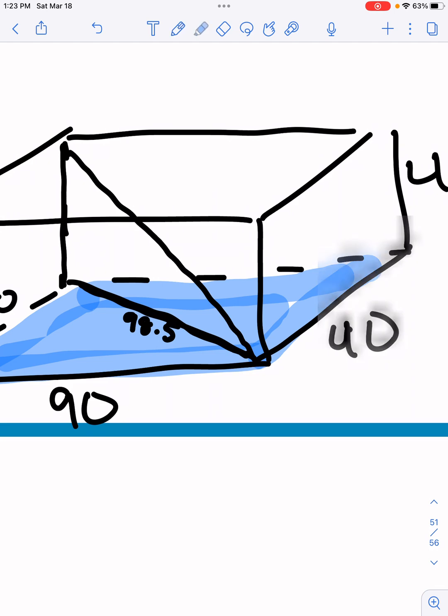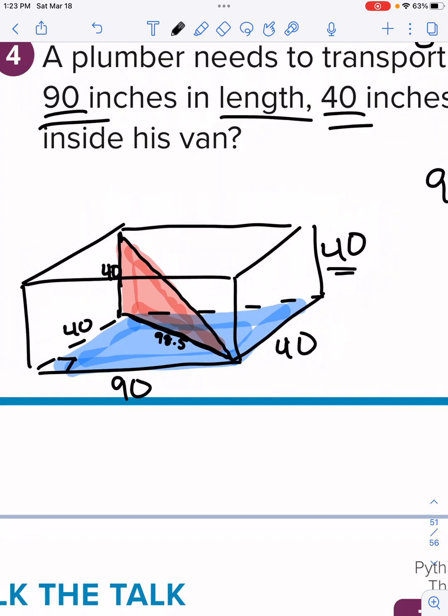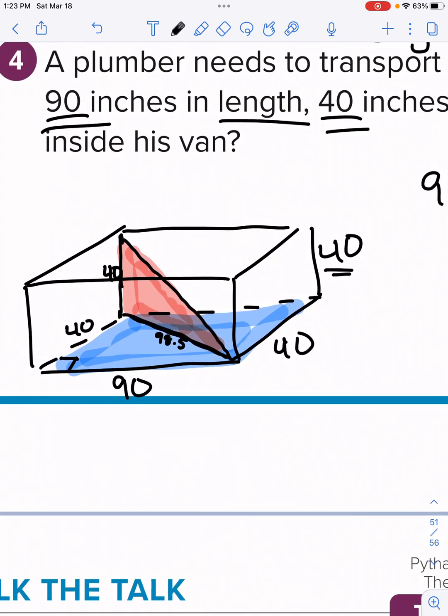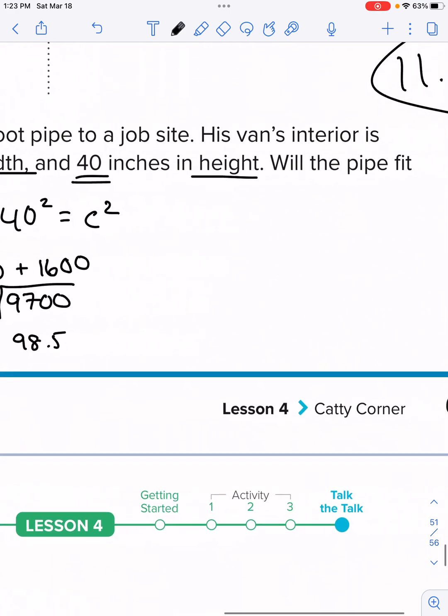I'm going to highlight the triangle that we actually want to use in red, which is this part right here. That's why it's really important when we take our test or work on our assignment. We're drawing figures whenever we have a story problem. Otherwise, it's really tough. The height of this, right, is 40. So I'm going to put a 40 also right here. So this is a 40 by 98.5 inch right triangle. So let's use that. We're going to use 40 and 98.5.